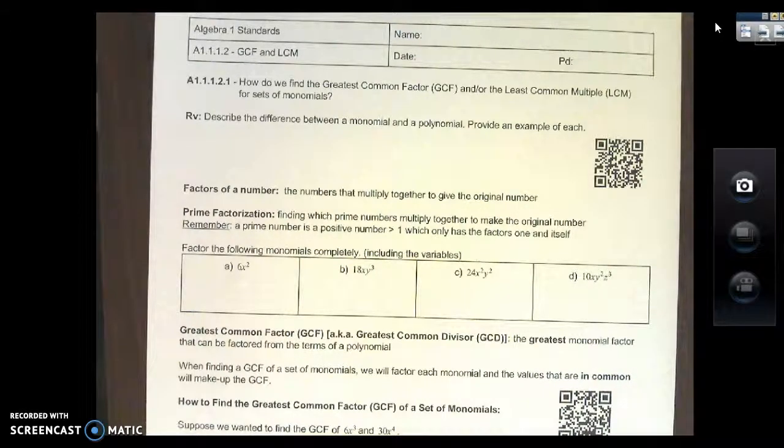Okay. The only catch is you can't do graphing calculator with variables, but there's a quick and easy, effective way to find that. So let's get to it.